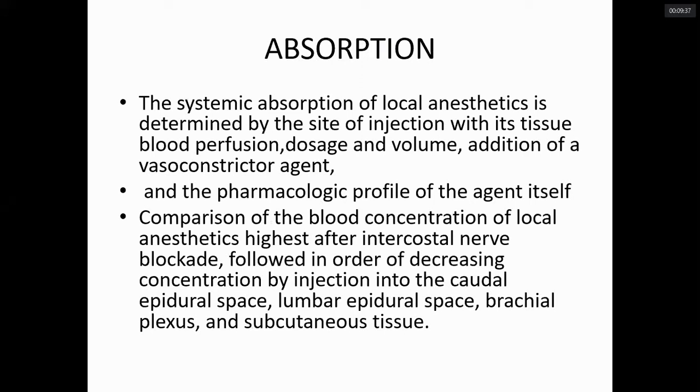And comparing the blood concentration of local anesthetics, it is highest after intercostal nerve blockade. So basically, the blood perfusion of the intercostal area is highest. So the blood concentration rises rapidly after intercostal nerve block, and then follows in decreasing order caudal, epidural, lumbar epidural, and brachial plexus. And subcutaneous tissue is the safest, I should say. So blood concentration does not peak.